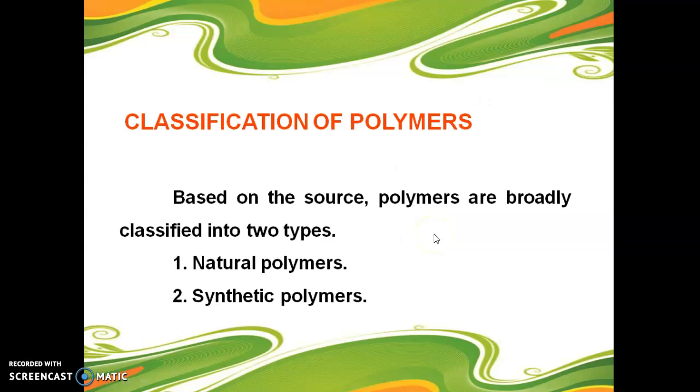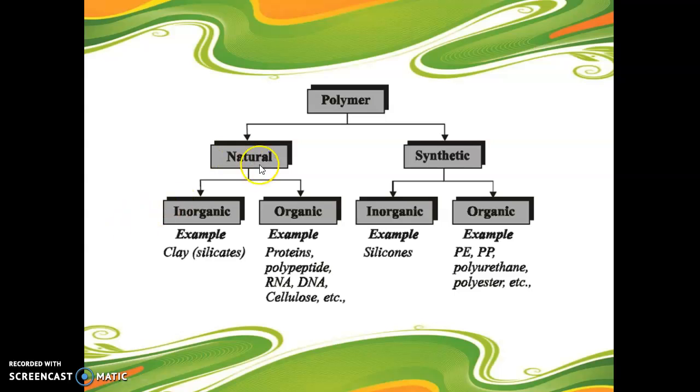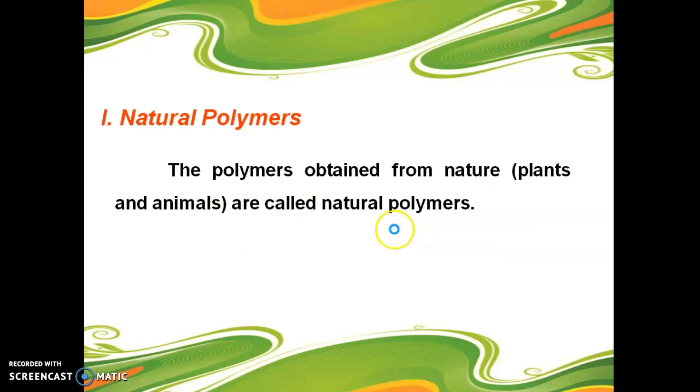Okay. Next, coming to the classification of polymers. There are two types of polymers: natural polymers and synthetic polymers. If it exists naturally, it is a natural polymer. If it is man-made, it is called a synthetic polymer. In the natural, there are two types, organic and inorganic. And in the synthetic, there are two types, organic and inorganic. Here they have given the corresponding examples.